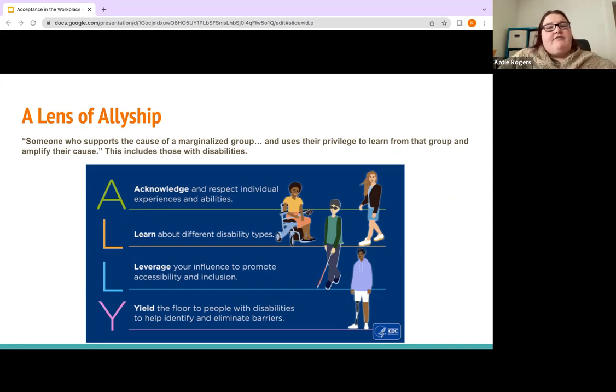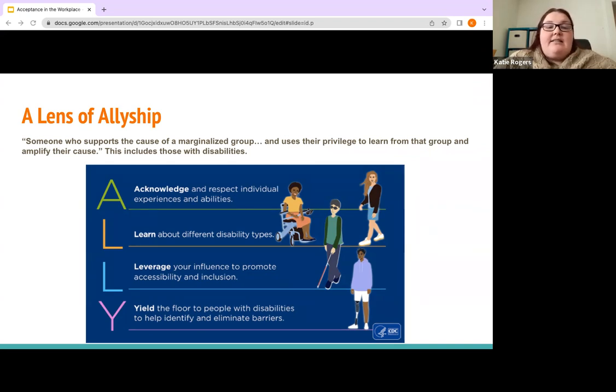So there's a picture on here from the Center for Disease Control. I'm going to read it to you for those of you that need that assistance. It has ally going down the left-hand side, and then each letter stands for something. And so the A in ally stands for acknowledging and respecting individual experiences and abilities. The first L stands for learning about different disability types. Not all disabilities are the same. Not all disabilities have the same functional limitations. So learning about different disability types is crucial.